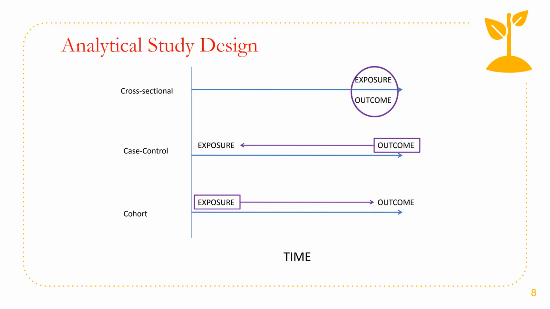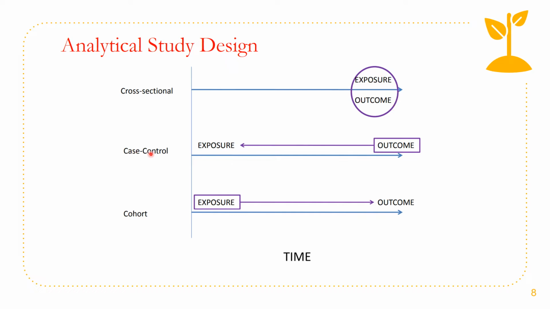Coming to analytical study, it is of four types, but here I have put three types. Ecological is something different, so I have not put it here. So the first is cross-sectional. Here, if you take two terms, exposure and outcome, in the cross-sectional study both exposure and outcome we can measure at the same time.